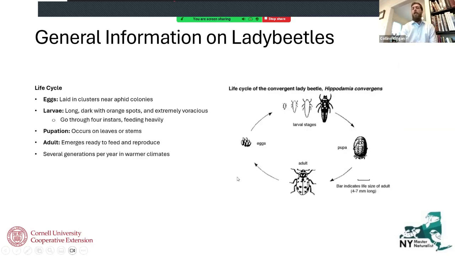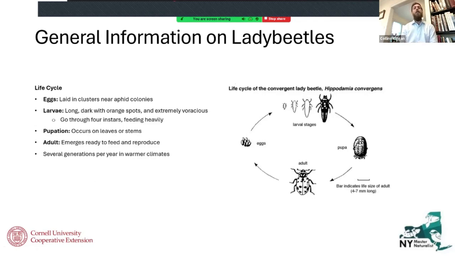So here's just a little bit of general info on the life cycle. Nothing too crazy here, kind of a standard life cycle of an insect. Eggs are laid in clusters near aphid colonies, and that's to go back to what I said. As soon as they hatch, they're ready to eat. So that's why they are strategically placed near those colonies.